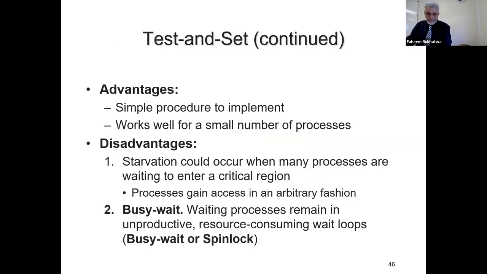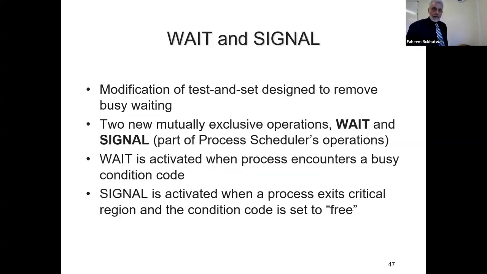All right. So this is the disadvantage and the problems of test and set. It has 2 problems. One is called starvation, one is called busy wait. You need to remember those and how to solve each one of them. So somebody in computer science said, okay, we better fix that. So they came up with this idea. It's called wait and signal instead of test and set.